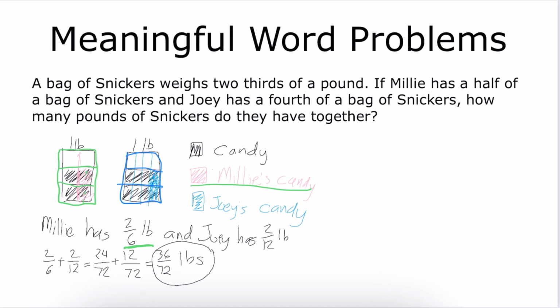And then Joey has a fourth of it, so it looks like they split that up into fourths. And Joey has 2 of those sections, and there's 12 sections in the entire pound. And so that's where they get this. And then it looks like they added the fractions together and they found common denominators.